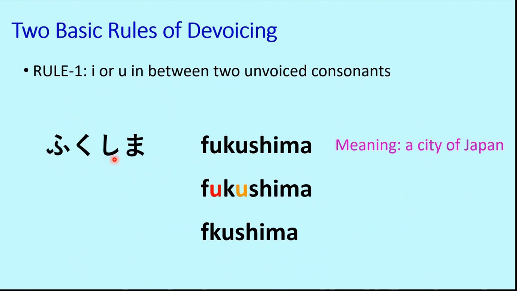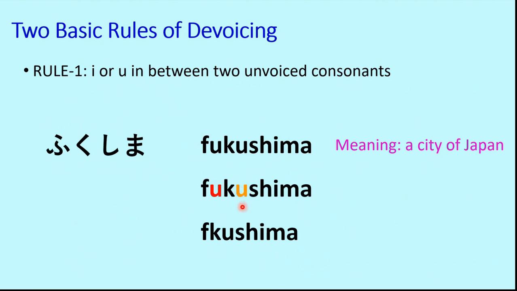If we look at this word, it appears to be Fukushima. Fukushima is a place in Japan. We all know a nuclear disaster, a big disaster, had happened there. So how will it be pronounced? Here the devoicing is taking place only for the u between f and k. But the u between k and sh is equally qualified to be devoiced, so this should also have been devoiced, but actually it is not happening.